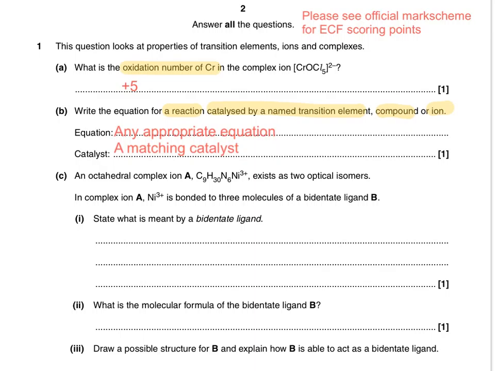The next part is an octahedral complex, and it's C9H30N6Ni3+. So the nickel is bonded to 3 molecules of a bidentate ligand. So what I suggest is what that actually means is that part can be divided by 3. So that will help you down here.